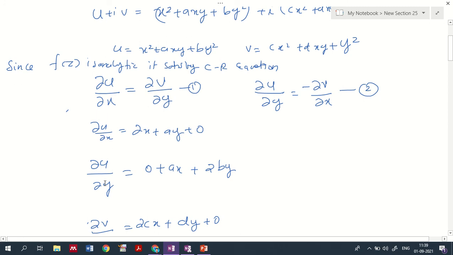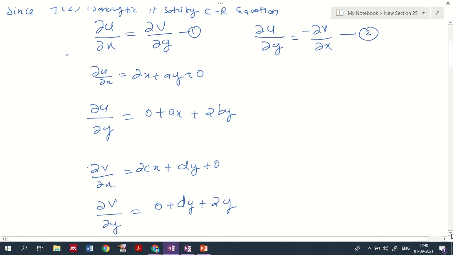Now we'll have ∂u/∂y, where you differentiate with respect to y. That is ax + 2by. So that is my ∂u/∂x and ∂u/∂y. Similarly, I can find ∂v/∂x and ∂v/∂y. If I do that, I find that ∂v/∂x equals 2cx + dy + 0, right? And ∂v/∂y equals 0 + dx + 2y.